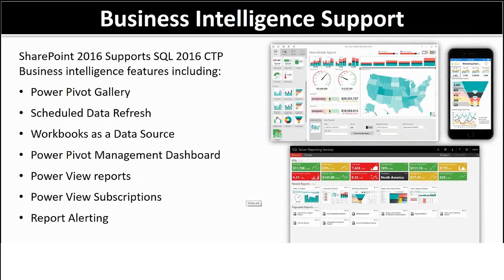So SQL 2016, with extended abilities around Power Pivot, the scheduling of data refreshes, and workbooks as data sources, means all that siloed intellect in the form of those individual workbooks can now be used as data sources, so you don't have to throw away a decade's worth of work that sits housed inside your Excel. There's a management dashboard for Power Pivot, Power View reports, the ability to subscribe to Power View, and report alerting, which is also particularly key. If you have key metrics in a report that are moving your enterprise forward, the ability to be alerted on those metrics is a huge, huge, huge value to businesses.